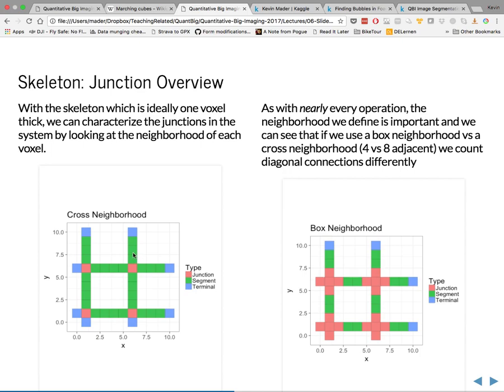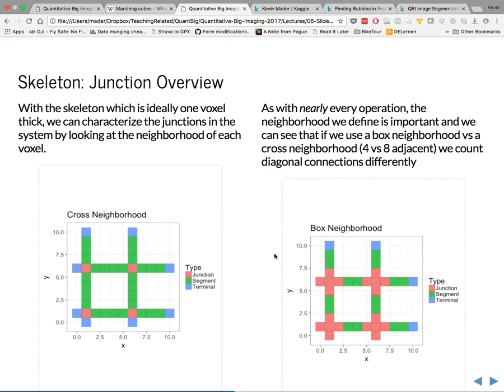And so that basically using these neighborhood tools, so like morphology and labeling that we've had before, we can do an analysis of this structure, assuming it's thin enough and ready to use.